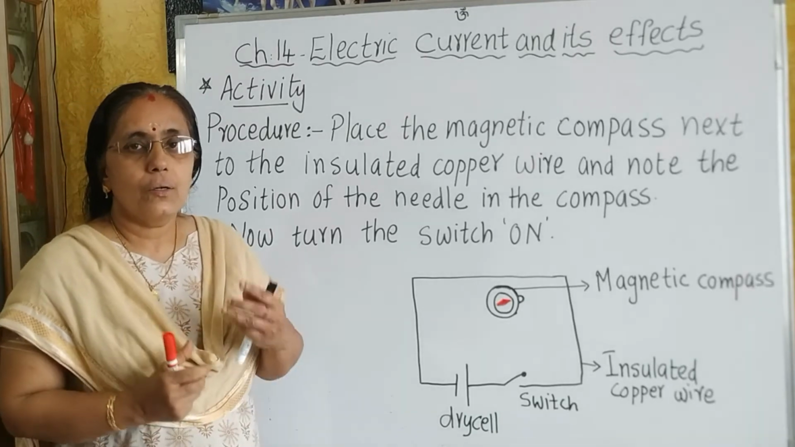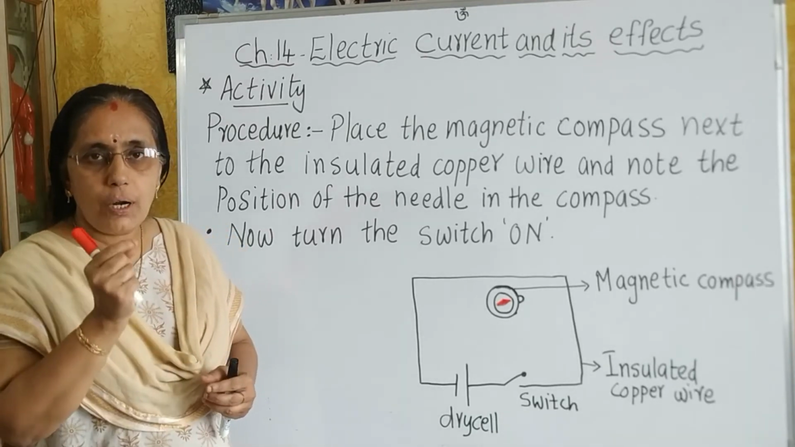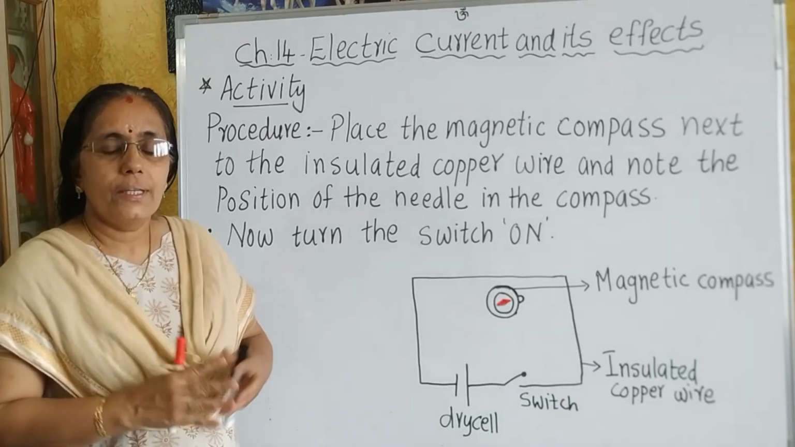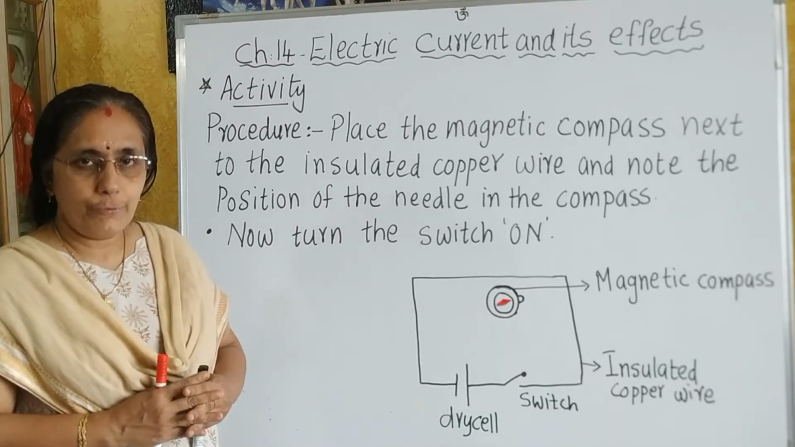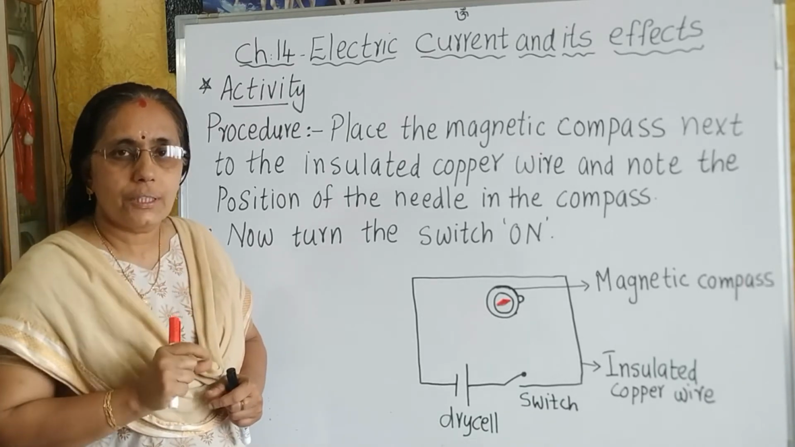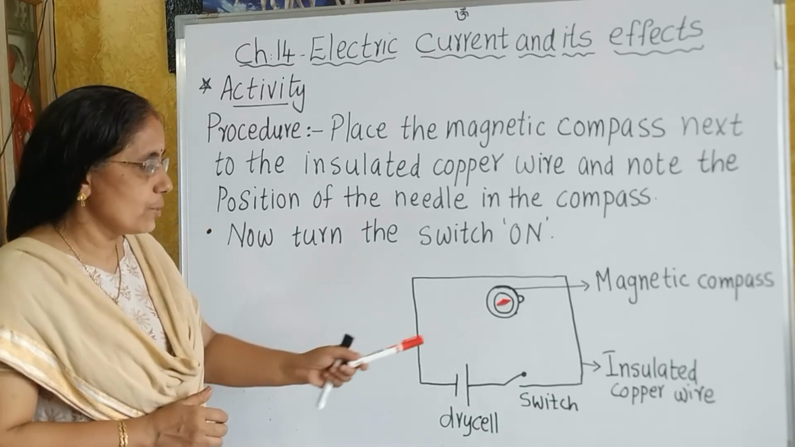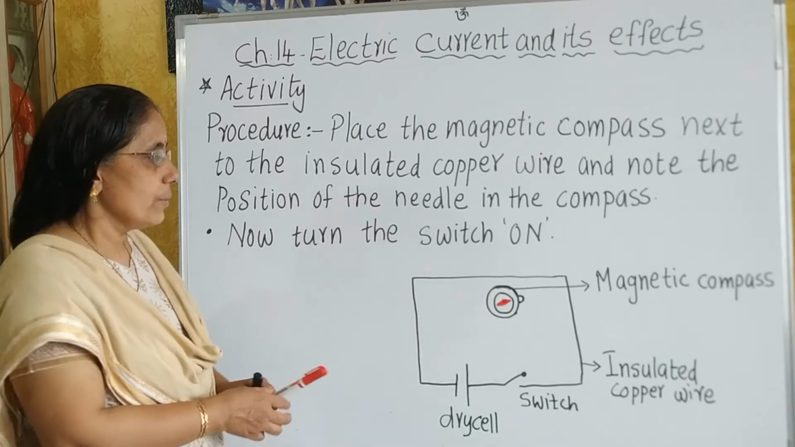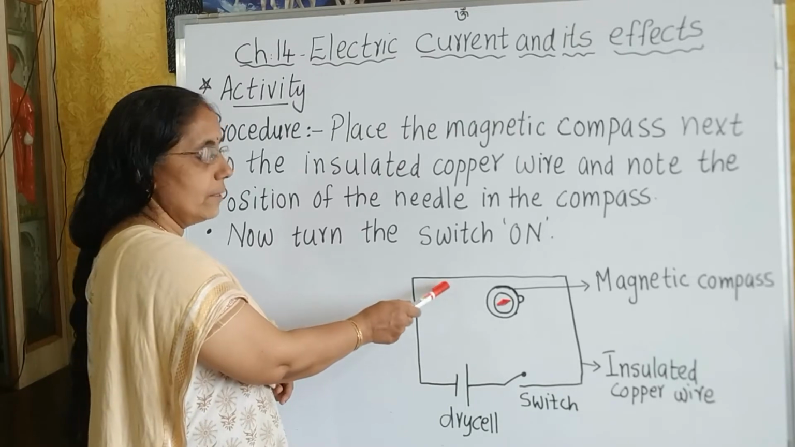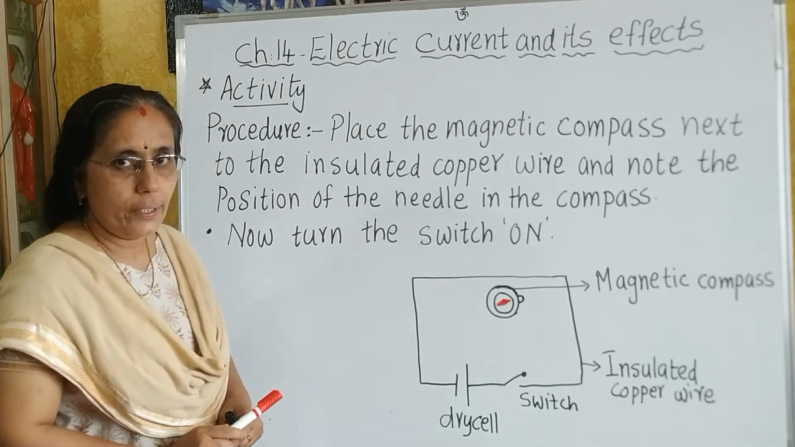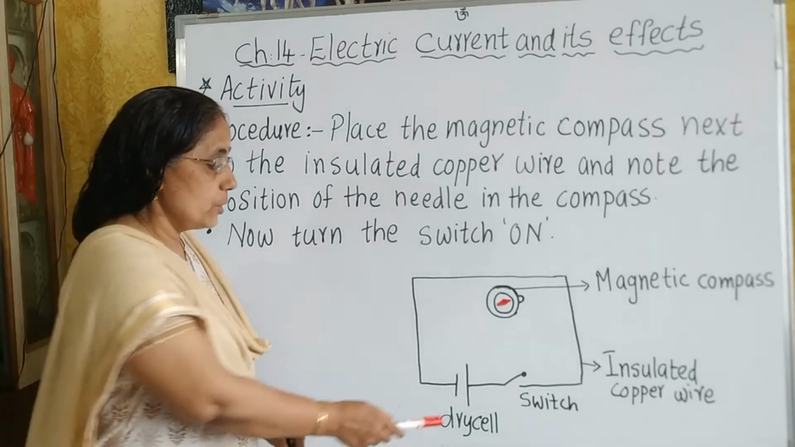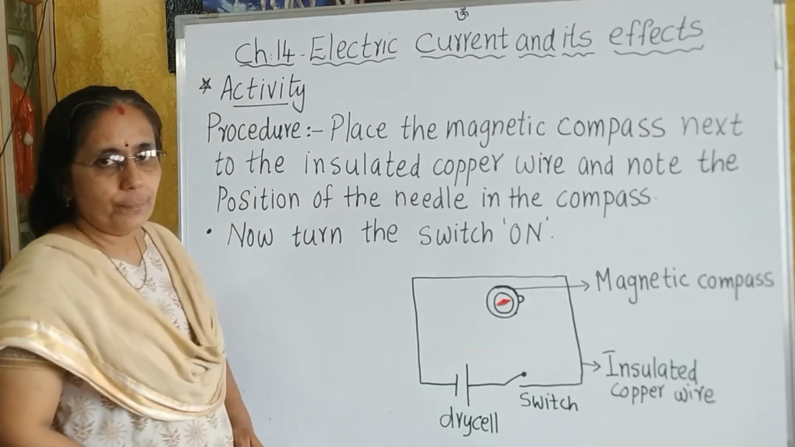Now note the position of the magnetic needle in the compass. You know that a compass contains a small magnetic needle. In the normal condition, when there is no other magnetic field, the magnetic needle always points in the north-south direction. That is its normal direction. So now we have kept the magnetic compass near the conducting wire, that is insulated copper wire. Now the switch is in the off position.